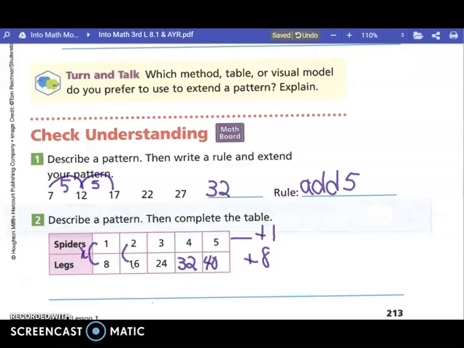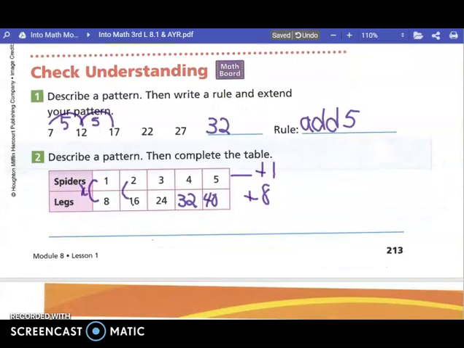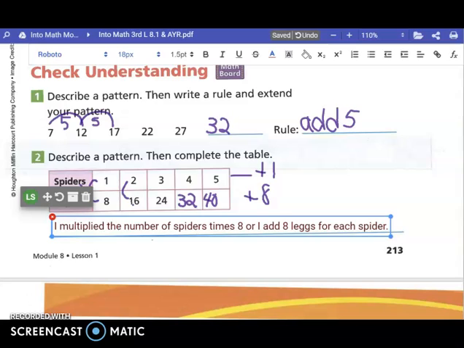So I completed the table. Now I have to figure out what rule I am going to say. Am I going to say I added 8 legs every time I added a spider? Or I multiplied the number of spiders times 8. I will type one in. So you can choose whichever one of those you want to use.